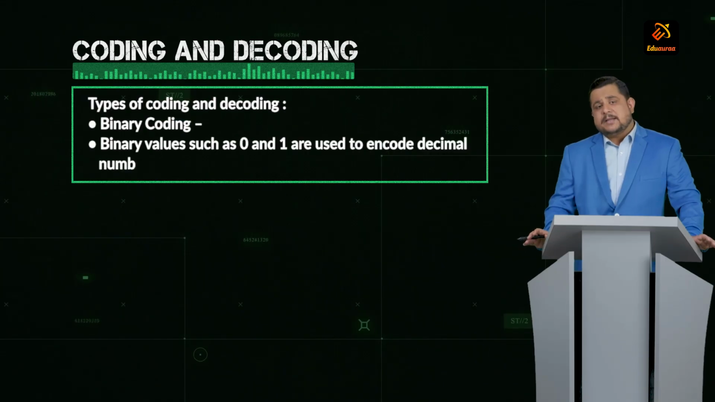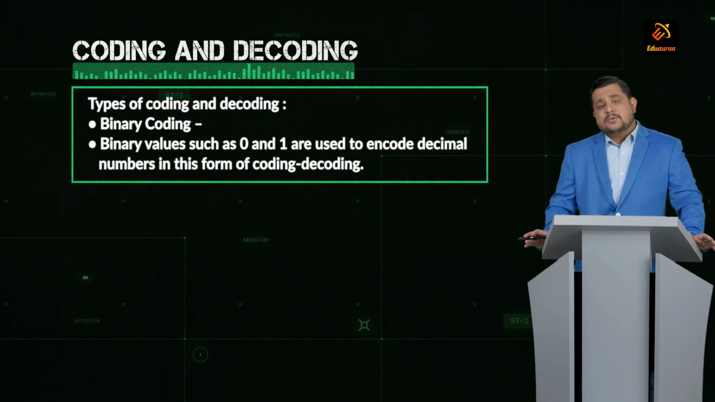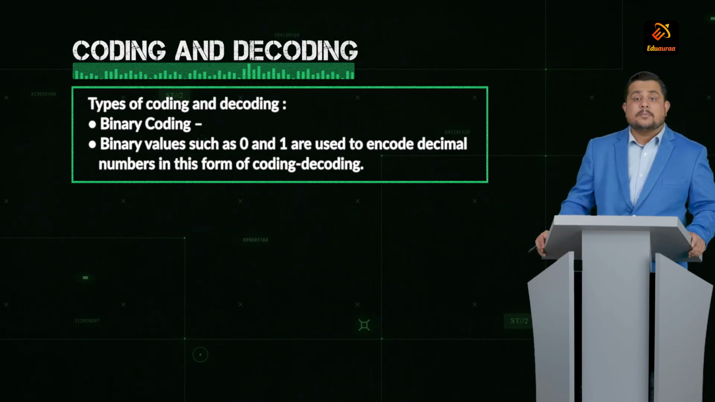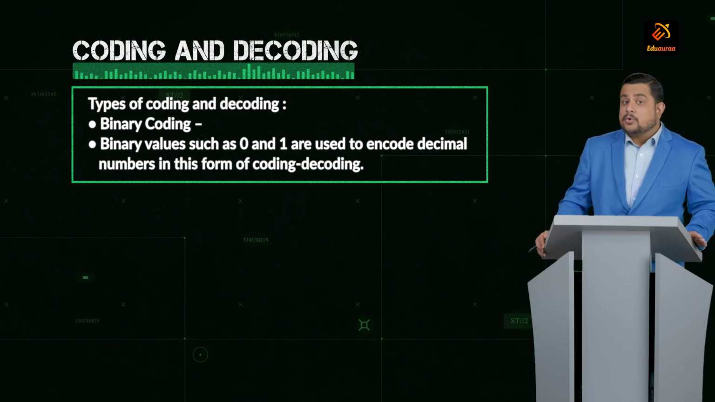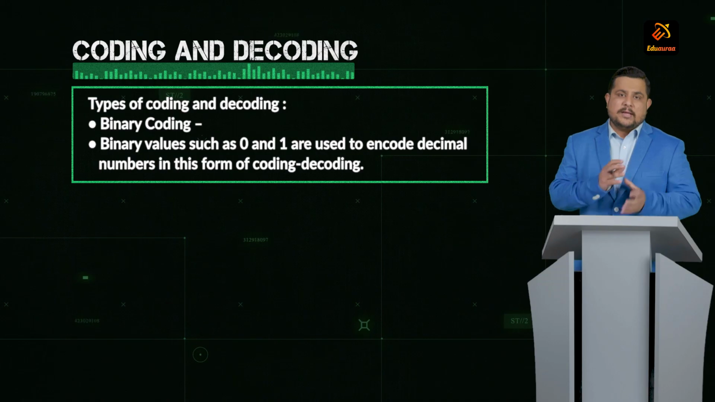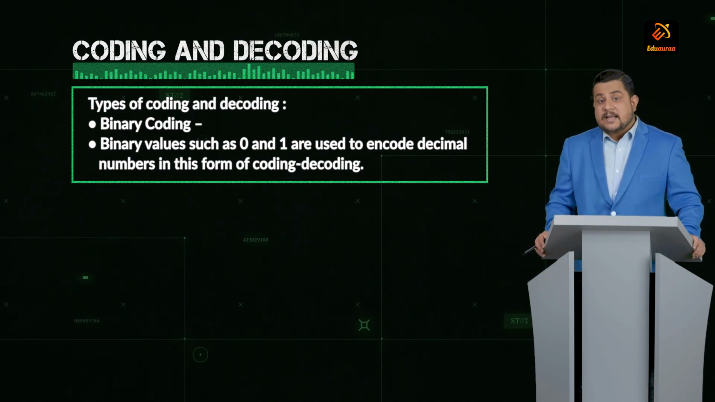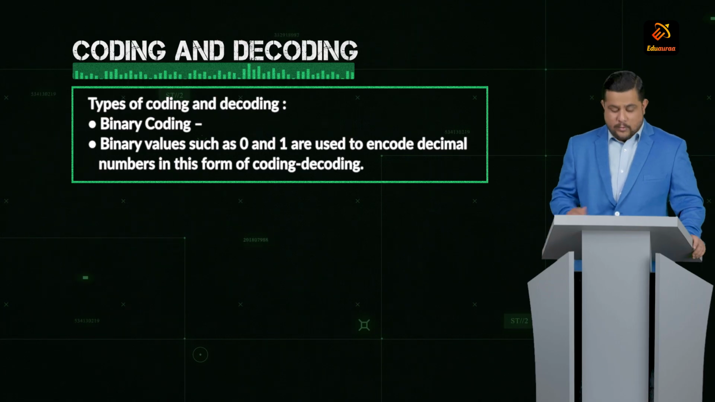Now if we talk about binary coding, what is binary coding? Binary values such as 0 and 1, as we know, are used to encode decimal numbers in the form of coding and decoding. So these 0 and 1 are used in terms of what? Coding and decoding, and this is one of the latest and most important types of coding and decoding.